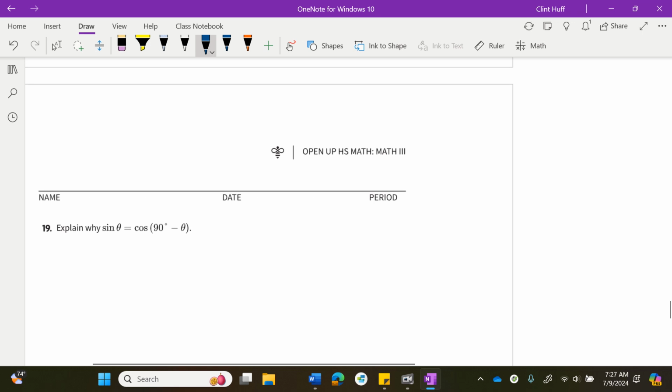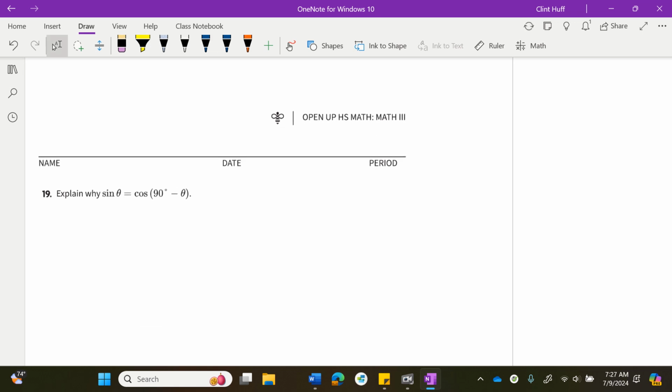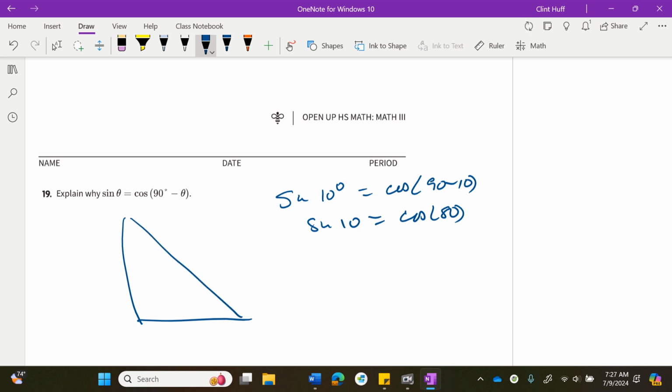Okay, now we have one more. Now explain why the sine of theta equals the cosine of 90 minus theta. So we're saying like the sine of 10 degrees is going to equal the cosine of 90 minus 10 degrees, which would mean the sine of 10 degrees is the same as the cosine of 80. Okay, well, why does this work? Well, if you look at a right triangle and you say maybe this is the 10 and this is the 80, and we put some letters on here, A, B, and C, the sine of 10 is the opposite, A, over the hypotenuse, C, and the cosine of 80 is the adjacent, which is also A, over C.